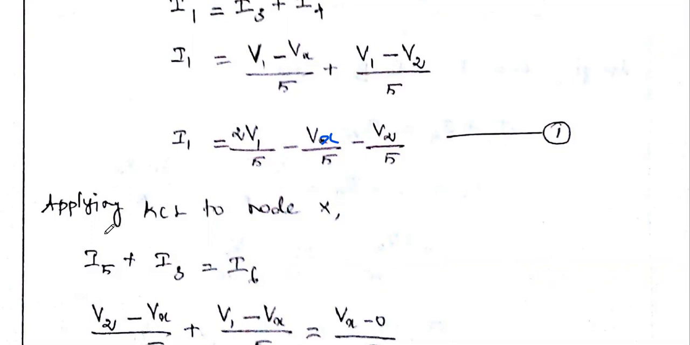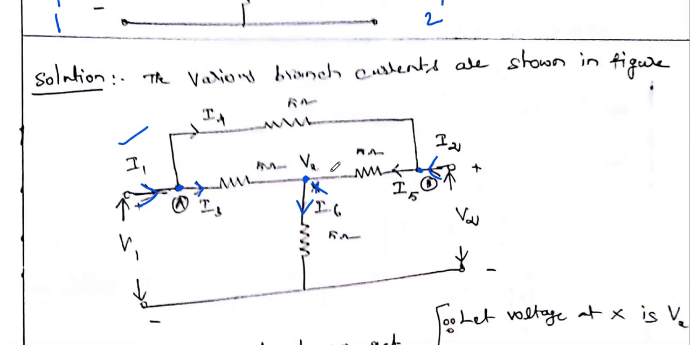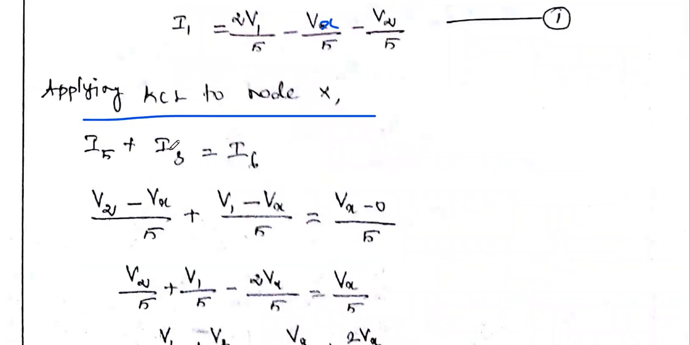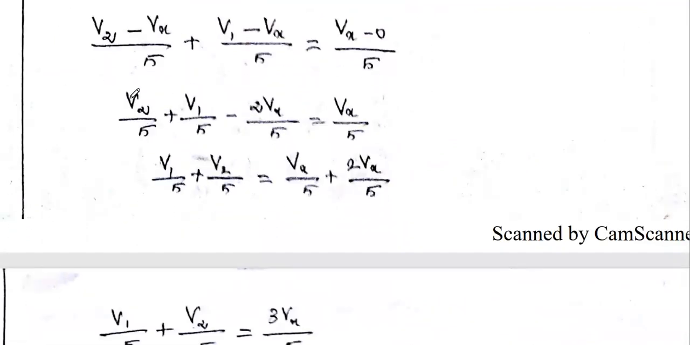Similarly, we have to apply KCL to node X. For node X, I3 is an incoming current, I6 is outgoing, and I5 is incoming. So I3 plus I5 equals I6. Then we substitute the values of I3, I5 and I6, and we can get the V1 term, V2 term and Vx term.